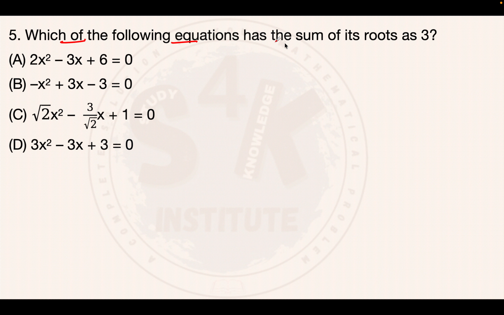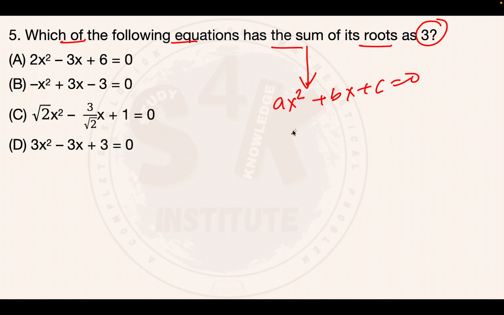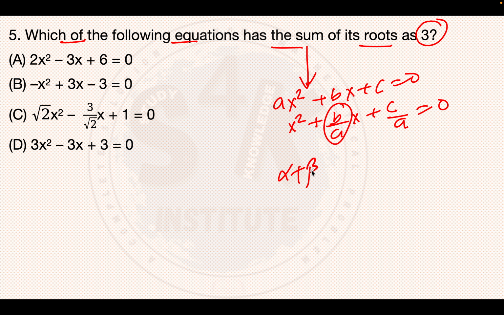Which of the following equations has a sum of its roots as 3? So you know how to represent it in root form. If you have ax square plus bx plus c is equal to 0, you can convert this into the form x square plus b by a x plus c by a is equal to 0. For the sum of roots, alpha plus beta, how do you write it? Minus b by a. And alpha into beta is equal to c by a.